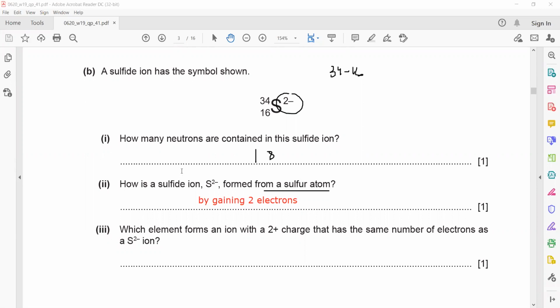In the question they ask, how is sulfide ion formed from sulfur atom? So you have sulfur atom. Sulfur atom is like 16 and 32. How this sulfur atom changes to sulfide ion? So how it changes to sulfide ion? By gaining 2 electrons.